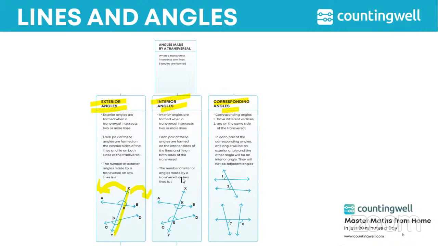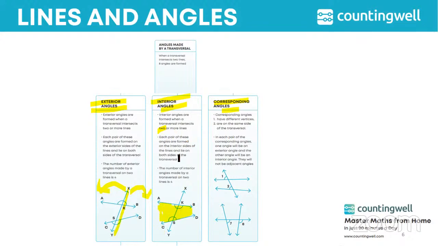Now let us see what are the interior angles. Again, interior angles are formed when a transversal intersects two or more lines. So at least a transversal should intersect two lines. Then each pair of these angles are formed on the interior sides of the lines. So you can see the interior sides of the lines AB and CD is as shown here, which is highlighted.